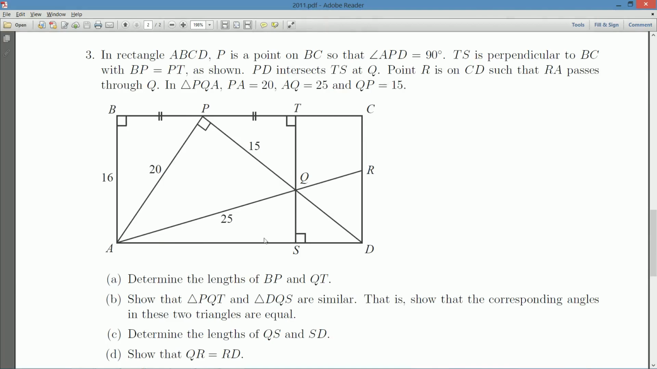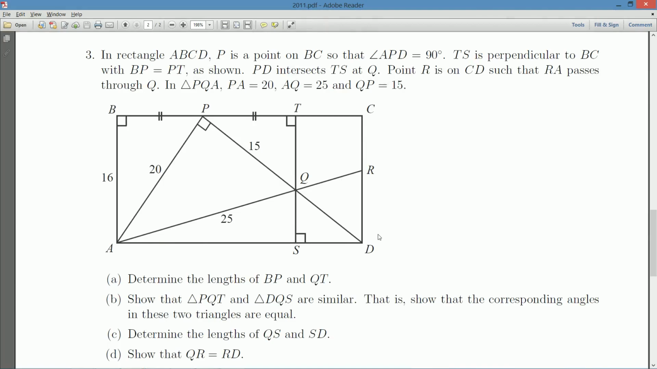How best to do that? Well, we have another right angle here at D. So ADR is a right angle triangle. We don't know its hypotenuse entirely. We do know what ASD is.